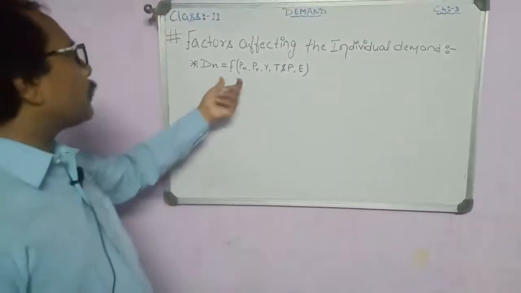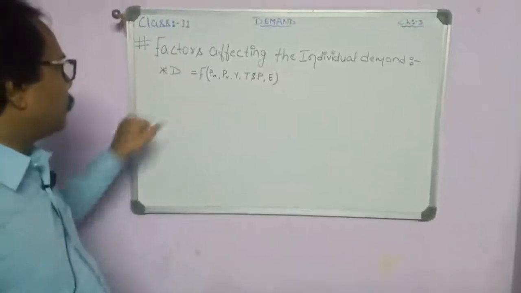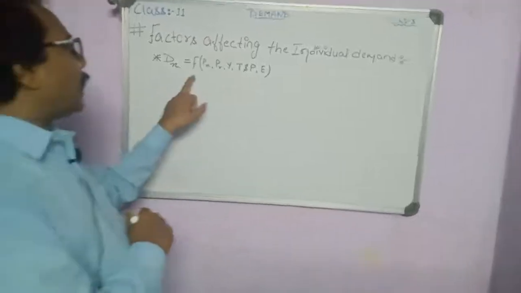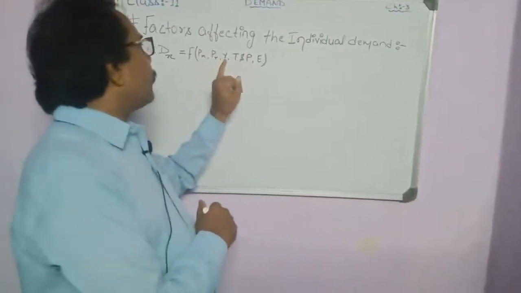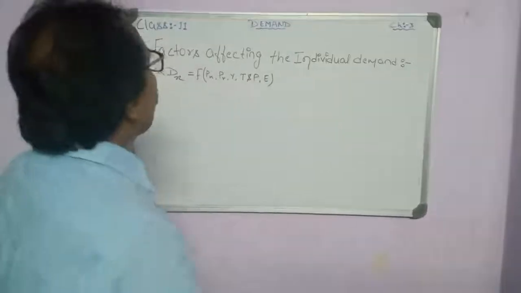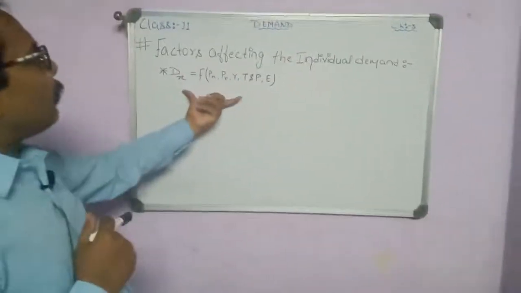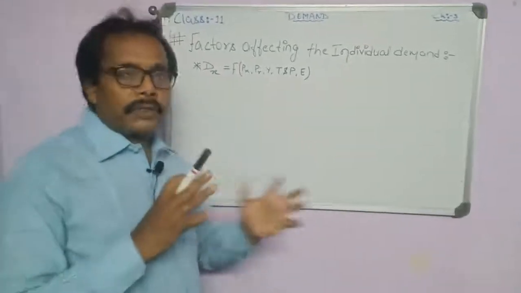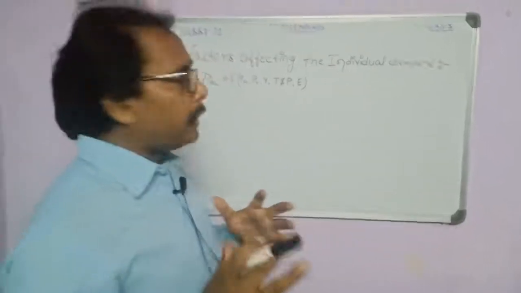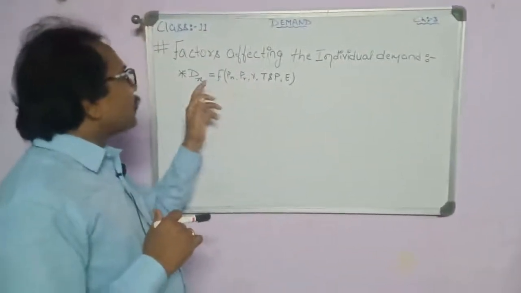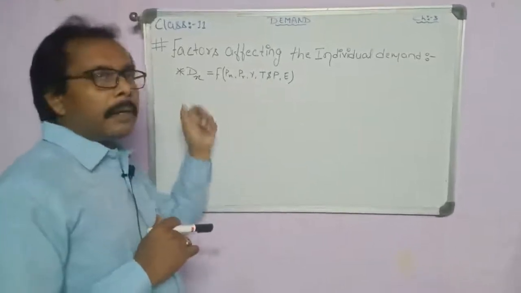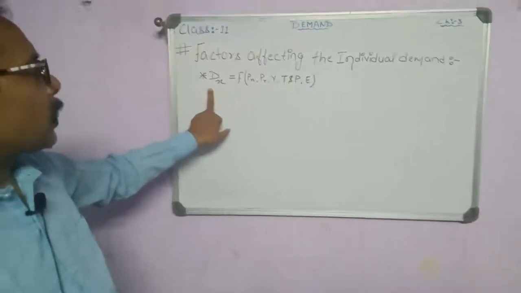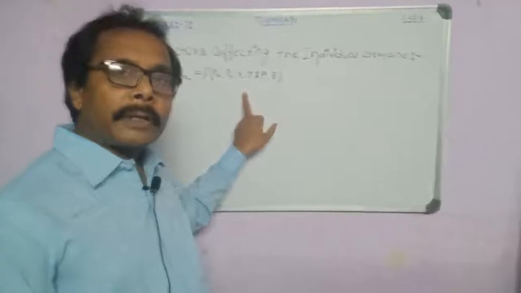Is it clear? So first of all, look, Dx means demand of x commodity. Dx is equal to a small f bracket Px, Pr, Y, T and P, and E. So what are these components? First of all I want to define it. What is this? F is known as the functional relation. As you know, functional relation means there is a relation on which these factors affect the demand. So we can define it: there is a functional relation between demand of x commodity and the factors affecting the demand.